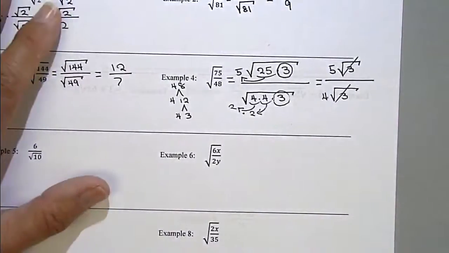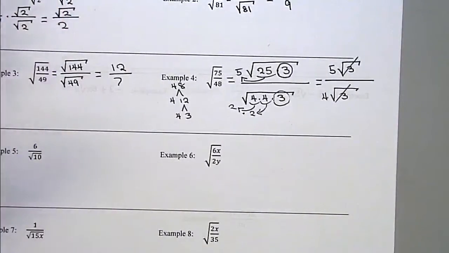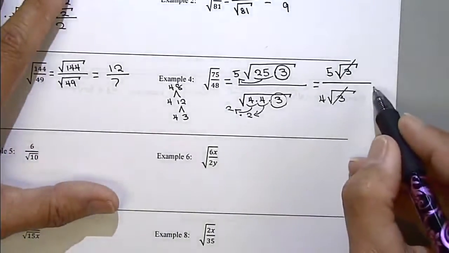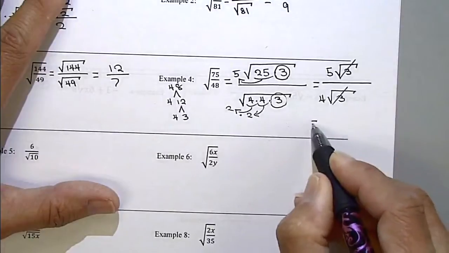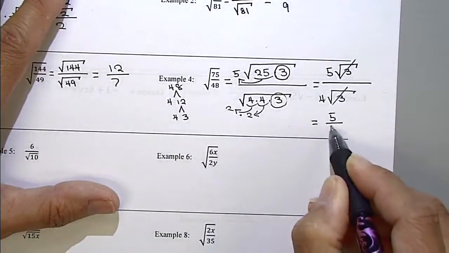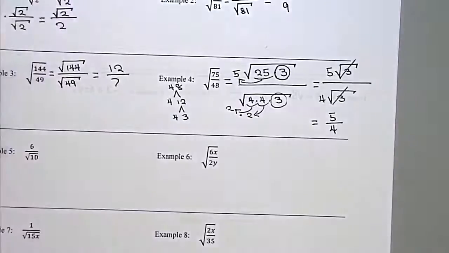Square root of 3 over the square root of 3. It's like saying the square root of 3 divided by the square root of 3. Anything divided by itself is the number 1. And what I end up with is just plain old 5 over 4. Okay?